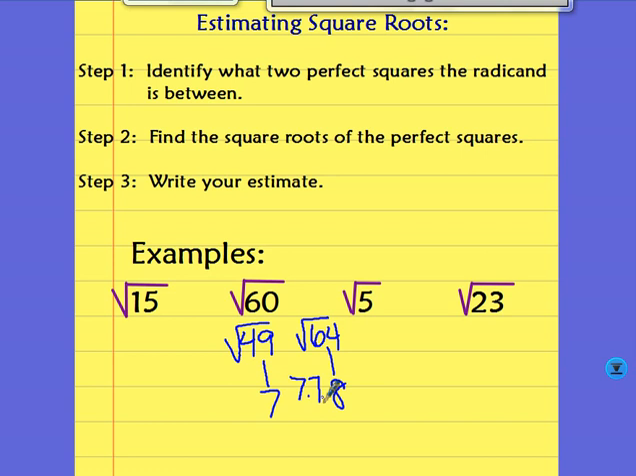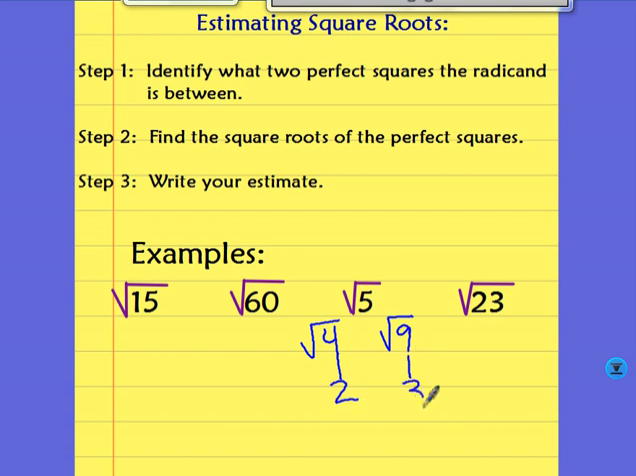Third example, the square root of 5. 5 is closest to the perfect squares of 4 and 9. The square root of 4 is 2, and the square root of 9 is 3. Because 5 is closer to 4, we would estimate the square root of 5 to be about 2.2.